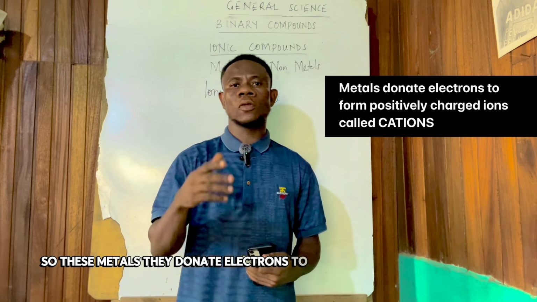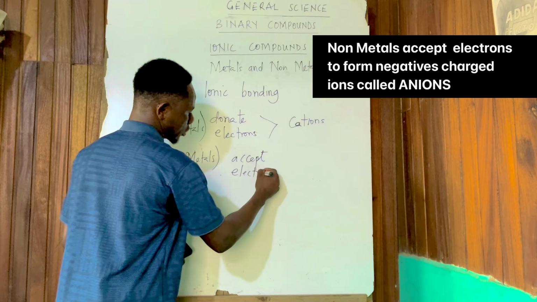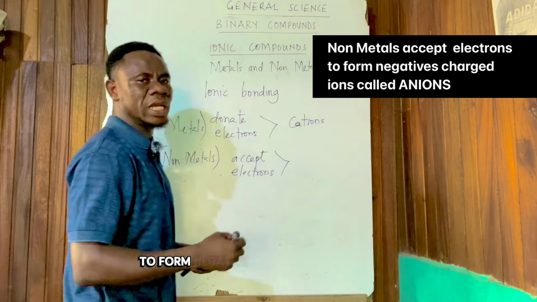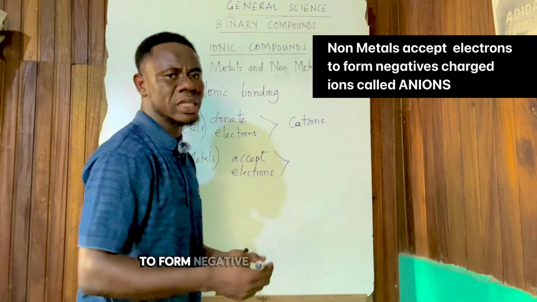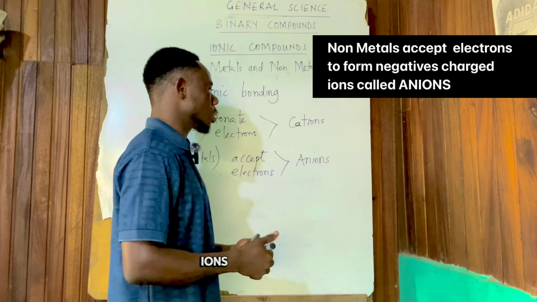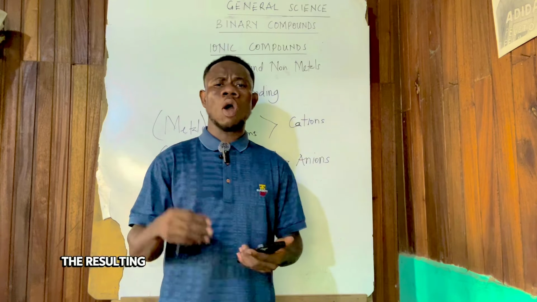Then the non-metals will accept electrons to form negatively charged ions called anions. The resulting oppositely charged ions are held together by what? By electrostatic force of attraction. So they have a strong electrostatic force of attraction due to the positive and the negative charged ions.